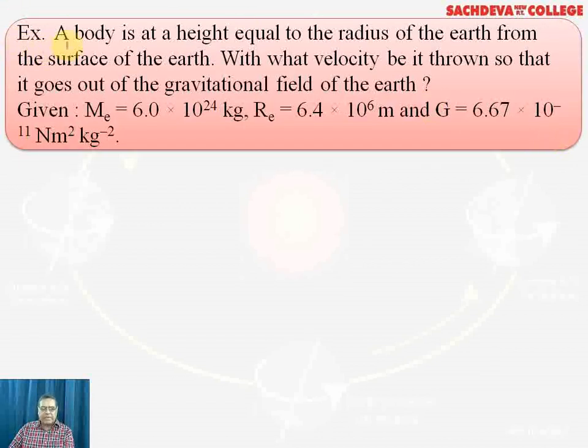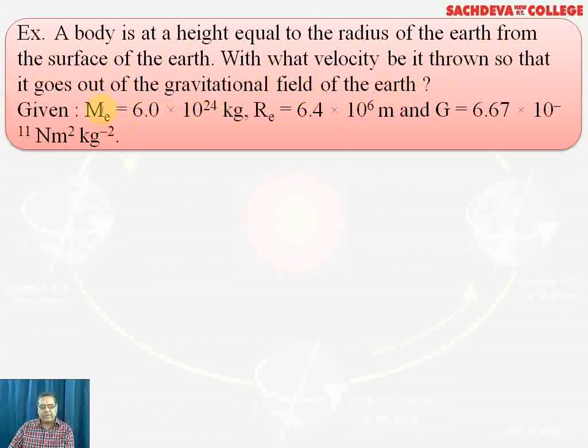Now, next question is, a body is at a height equal to radius of Earth. It means that radius of Earth is r. So, the body is situated at 2r from the center of Earth. With what velocity should it be thrown so that it goes out of the gravitational field of Earth?